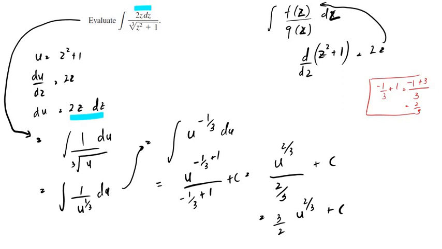We do not keep it in terms of u, we have to substitute it back. So it's 3/2 times (z squared plus 1) to the power 2/3 plus C. That's the answer. Let's do one more question.